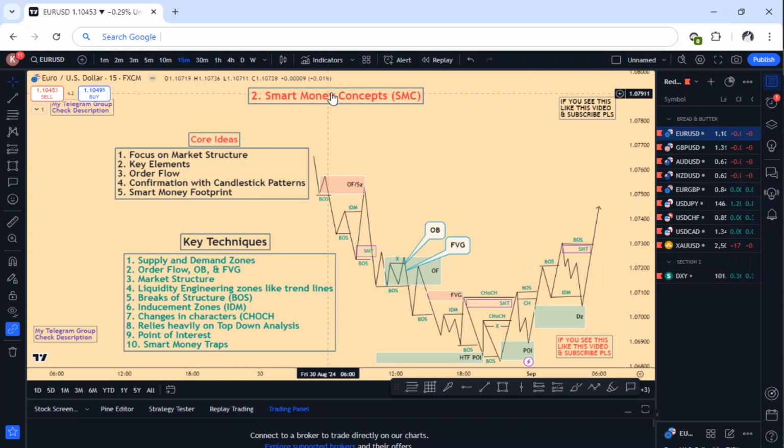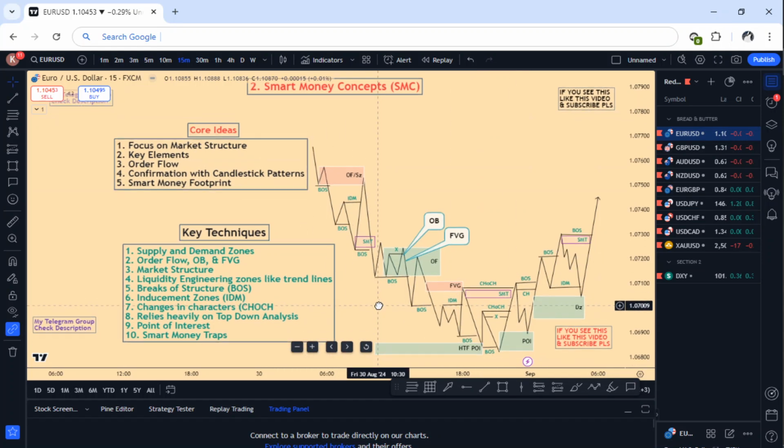And then SMC relies heavily on top-down analysis. So this could be 4 hours, but where they are picking entries like this point, this point, this point, this point, this point. All of these areas could be 15 minutes. If this is one day, this could be 1 hour or 4 hours. If this was 15 minutes, this could be a 1 minute zone, 1 minute, 1 minute, 1 minute zone. So it all depends on a person's preferred time frames.